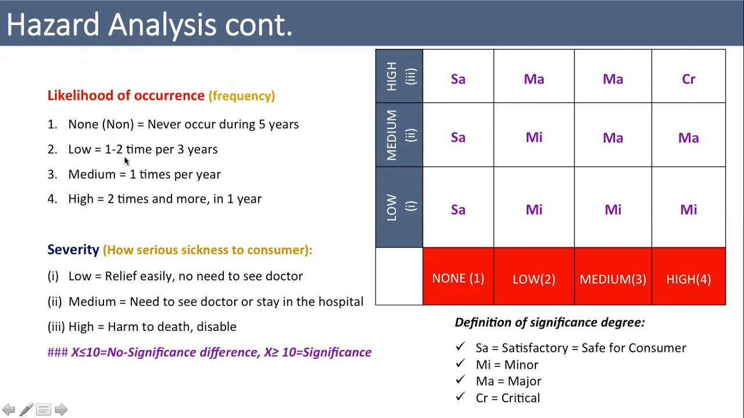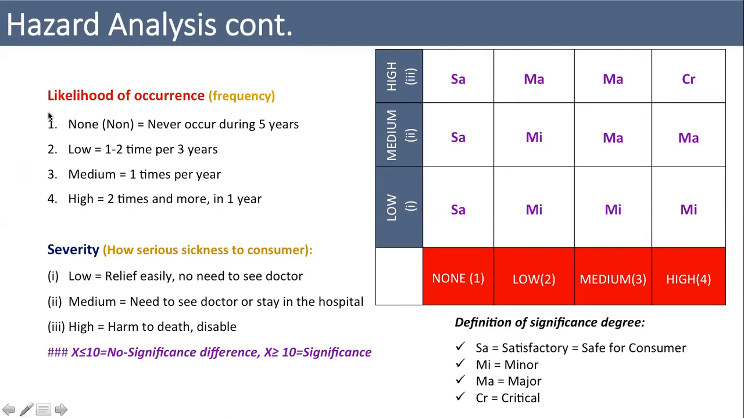But 1-2 times per 3 years, meaning in the last 3 years there were 1 or 2 incidents reported, we call it low. If it is medium, it occurs annually. If it is high, it occurs at least twice a year. Sometimes metal detection issues might occur twice a year, so we call it high.